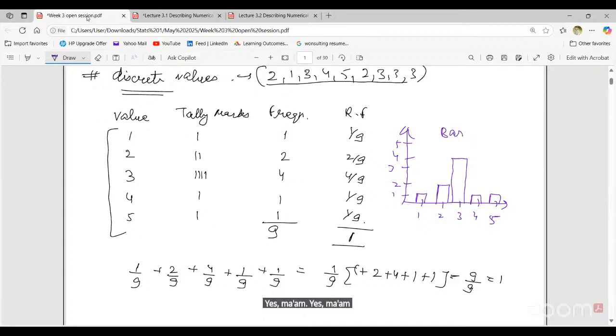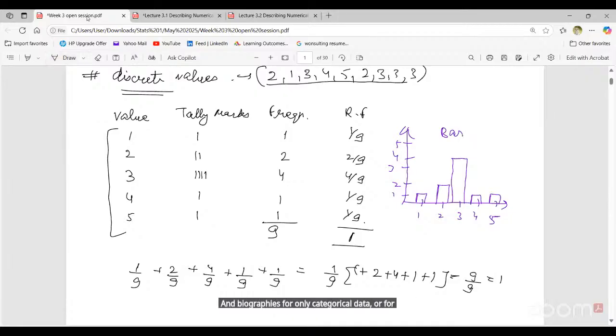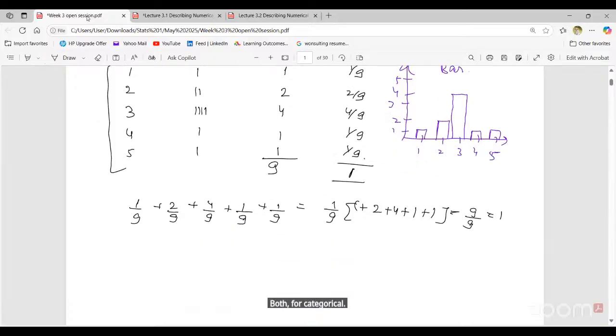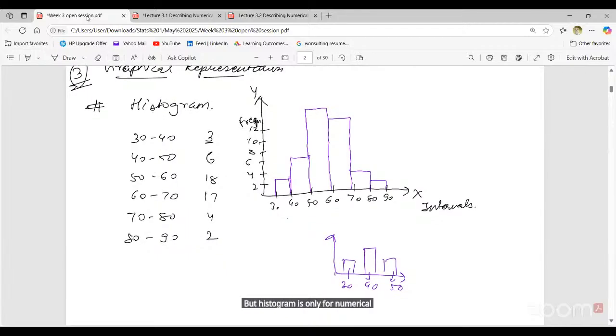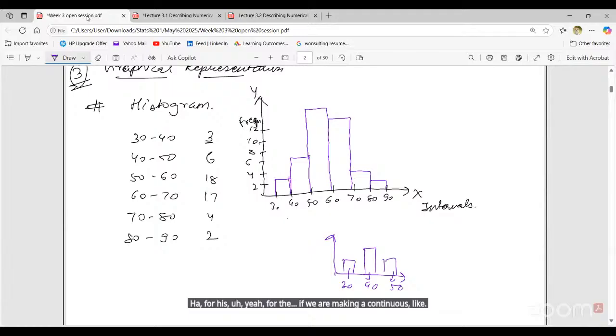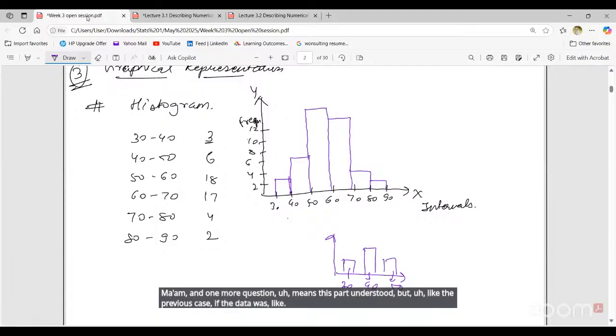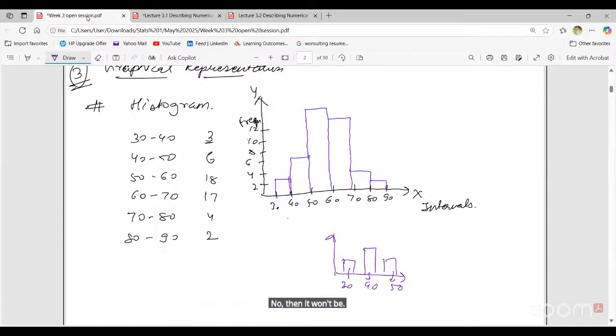Is a bar graph only for categorical data, or for both categorical and numerical? Both categorical and numerical. But a histogram is only for numerical. If you are making continuous intervals and all, then you can use the histogram. And if the data was like 30 to 40, 41 to 50, 51 to 60, would a histogram be valid? No, then it won't be.